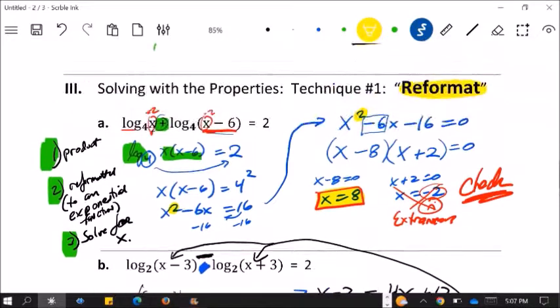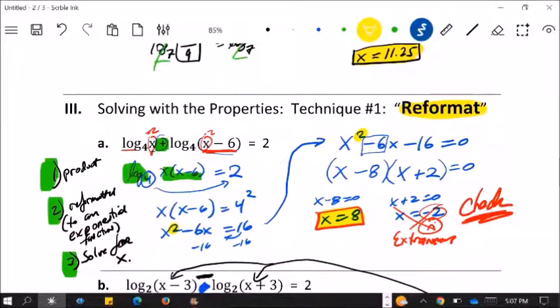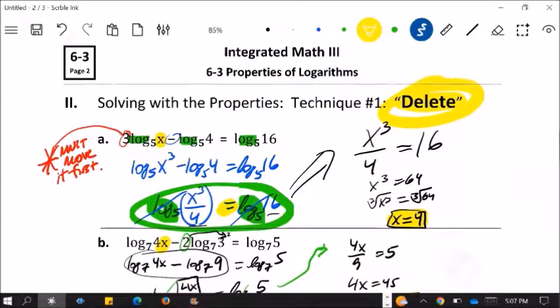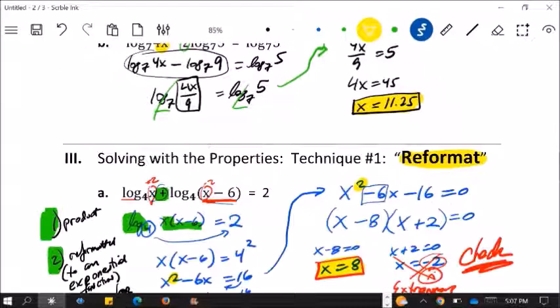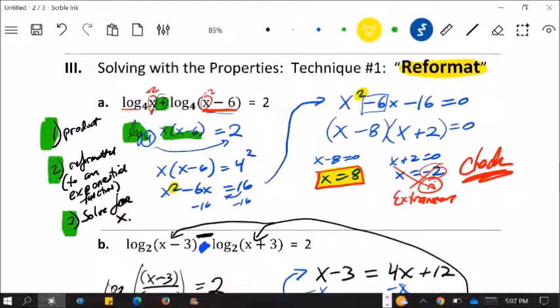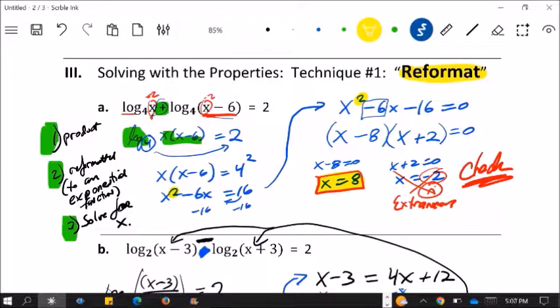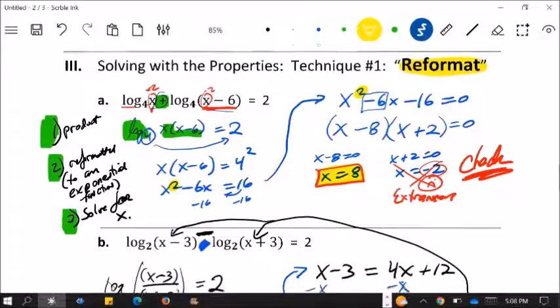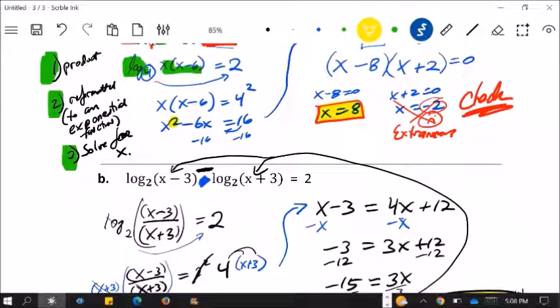Well, now you've seen what those 3 properties are and how you can use them with deleting if you have logs on both sides of the equal sign, or reformatting if you have a log only on one side of the equation. So follow these examples because you're going to see these again.